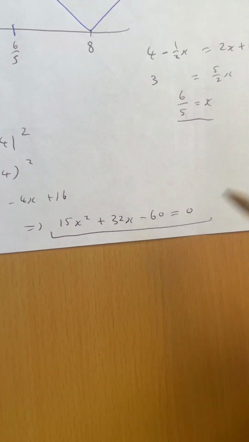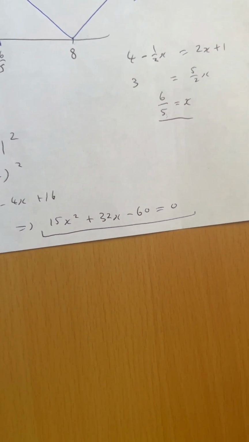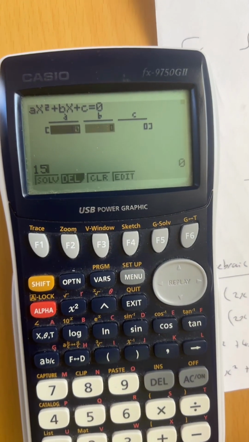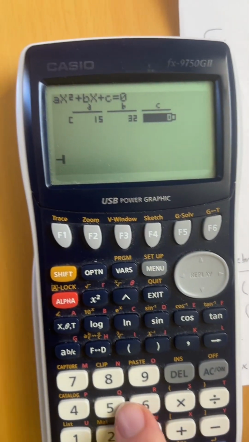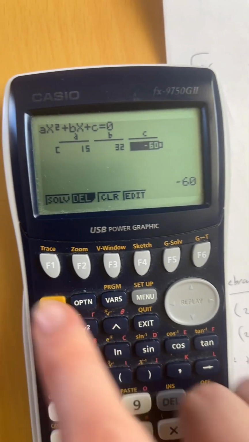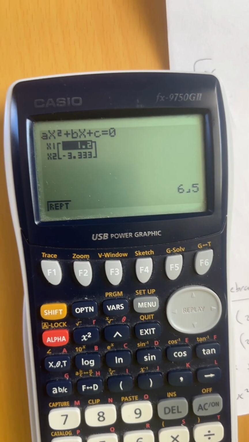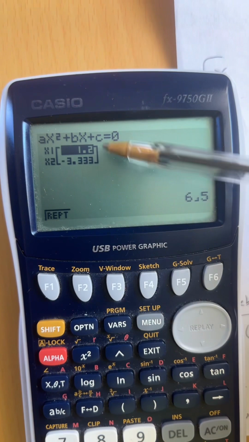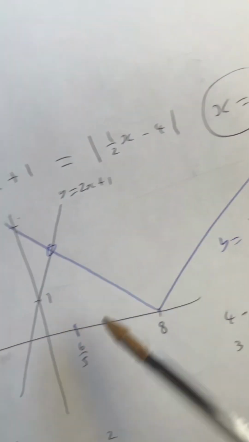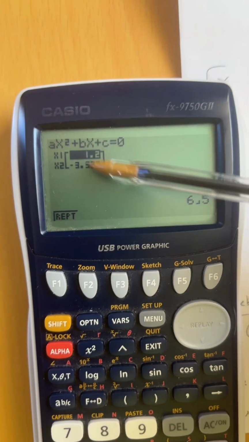Now we can go to the calculator, solve this, see what we get. So the A on the calculator is 15. So just plug in here 15. The B is 32. So plug in 32. And the C is minus 60. So minus 60. Now if we solve that, oh, we've got two values, right? So we've got 1.2, 6 over 5. Yeah, we got that from the graph there. Now we've got this extra one.